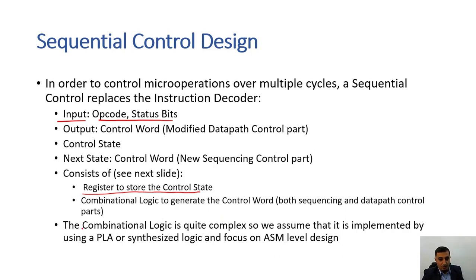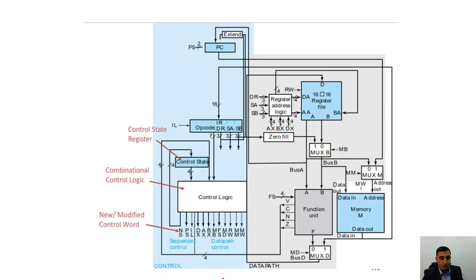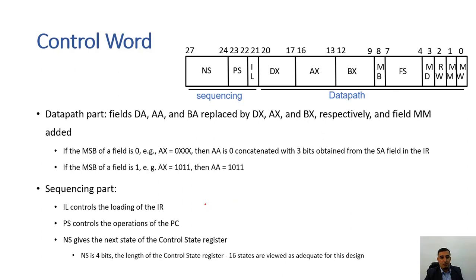And the combinational logic is quite complex, so usually we use a PLA, which is a programmable logic array. So this will be used in our design for the control logic, not simple logic gates like we did earlier in the single cycle computer. So this is our control word now.